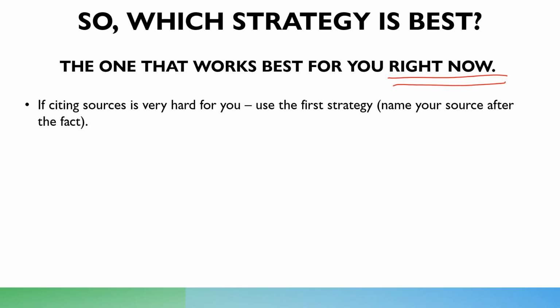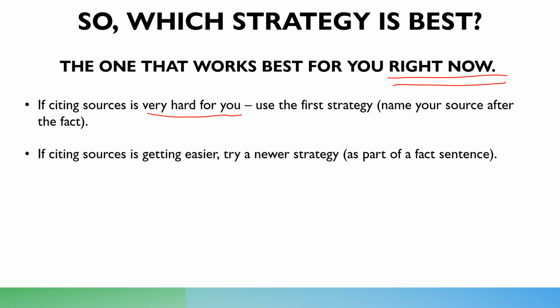Here's what I mean. If citing sources is very hard for you, if this is new and you're still trying to figure it out, use the first strategy, the one where you write the fact in your own words, and then at the end put parentheses, source 1, end parentheses, and punctuation. If citing sources is a challenge, that's a great place to start. If it's getting easier, if you're like, I already know how to do that, try a newer strategy. Maybe try the one where you include the source as part of your fact. That was the second strategy I taught.